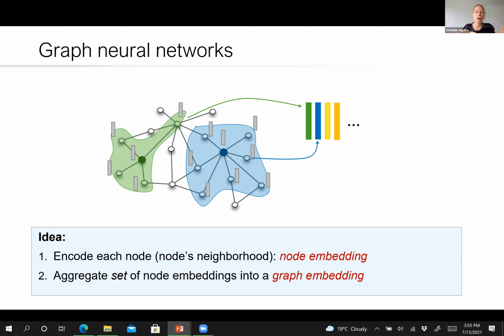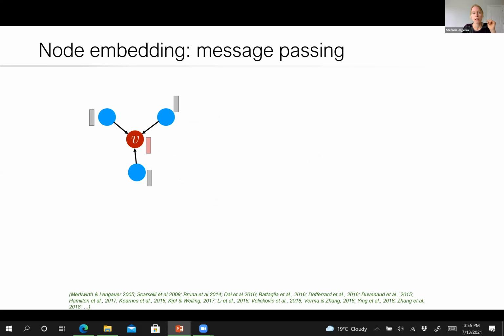But let's turn to how you actually encode these neighborhoods. So how do you get to these vectors that encode each neighborhood? And the way this is typically done is via message passing. So in some sense, a graph neural network is nothing else than a learnable message passing algorithm.